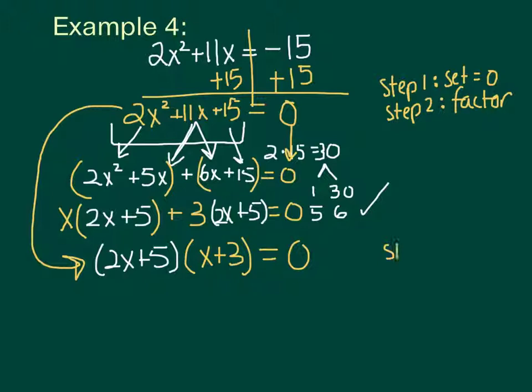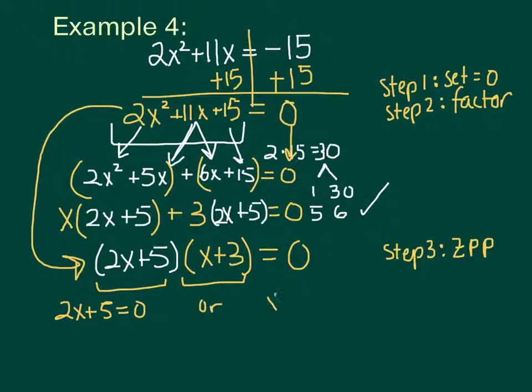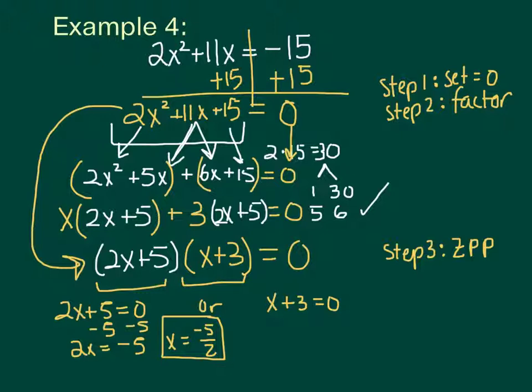Now it's time to apply the zero product property. Since I have two factors that multiply to 0, one or the other must be 0. So I could say that 2x plus 5 equals 0, or x plus 3 equals 0. And now I have, again, two simple equations to solve for x. So I'll start on the left, minus 5, 2x equals negative 5. So x is going to equal negative 5 halves is one solution. And the other one's even simpler, just minus 3 from both sides. X equals negative 3.